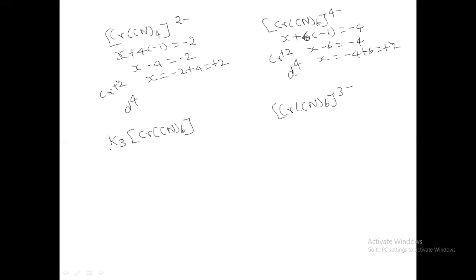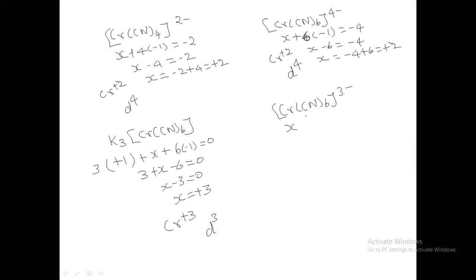Here potassium is an alkali metal, it has a positive charge of plus 1. So 3 into plus 1, we will have plus 3. Chromium we take as X, and the cyanido contribution is minus 1, so 6 into minus 1, and the total equals 0. So 3 plus X minus 6 is equal to 0. X minus 3 is equal to 0. X is equal to plus 3. Therefore, chromium in the 3 plus oxidation state, 6th family, remove 3 electrons. Therefore, d3 configuration.